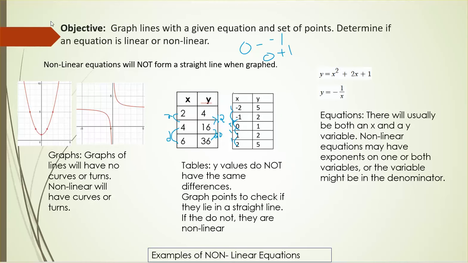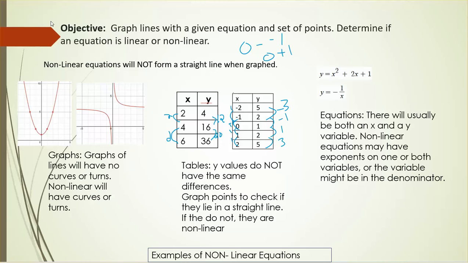So that's fine. But then we move over to the y values, and 5 minus 2 is 3. 2 minus 1 is 1. So already we can tell that they do not have the same difference. I could keep going. 1 minus 2 is negative 1. And 2 minus 5 is negative 3. So they're all different. They're not constant. So these are not going to lie on the same line.